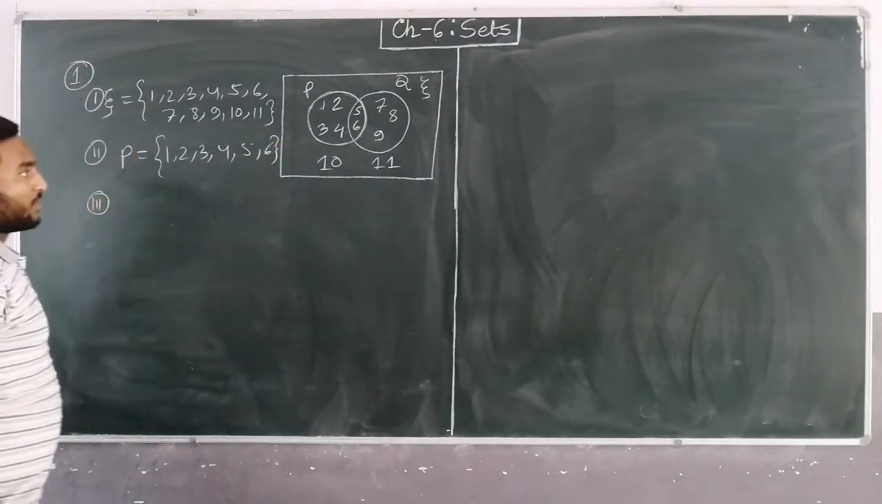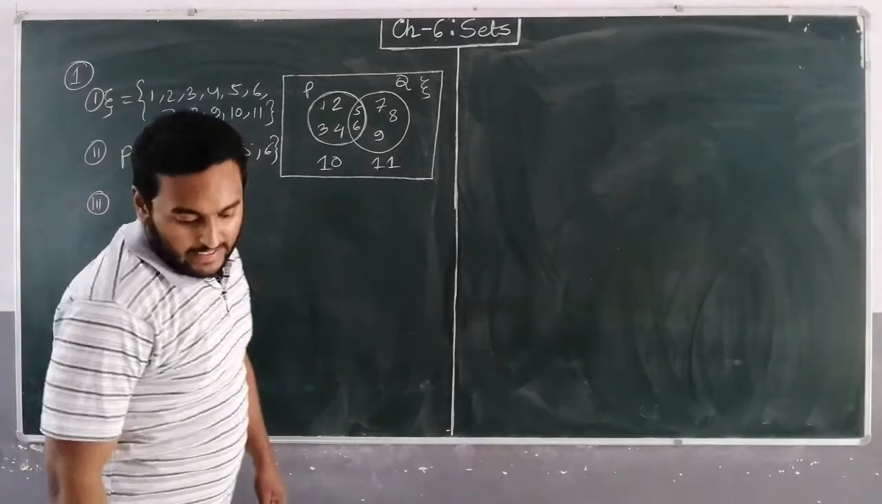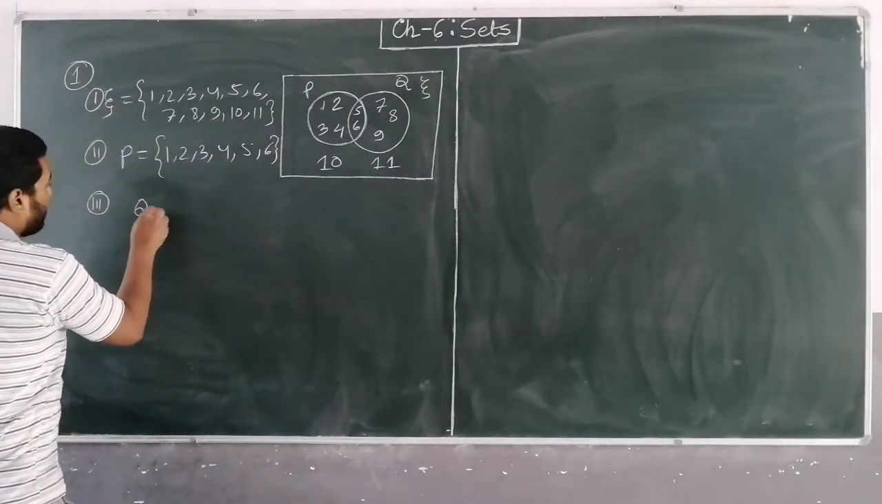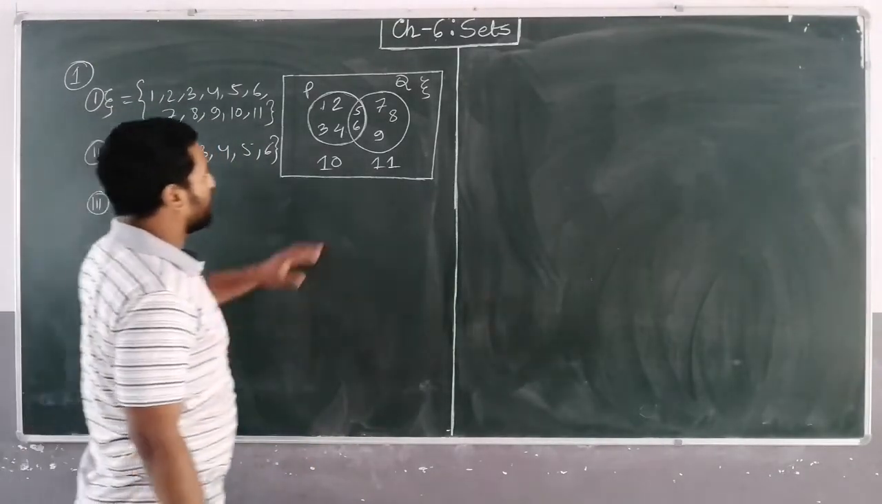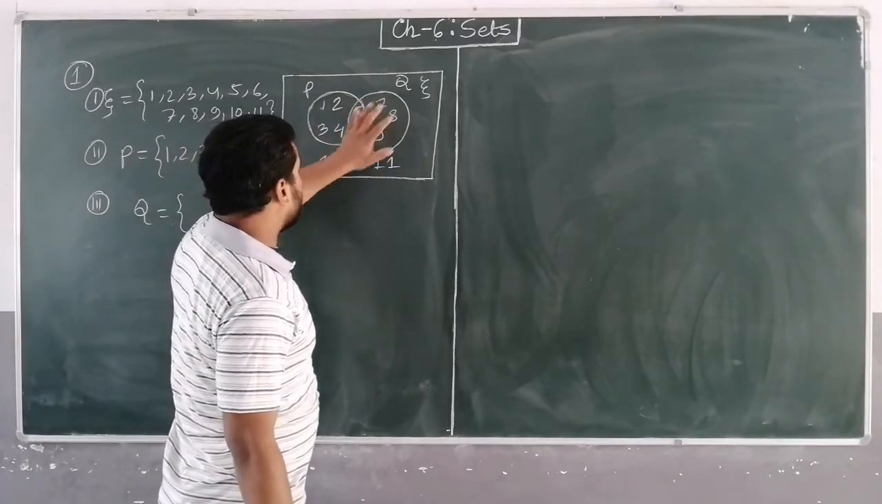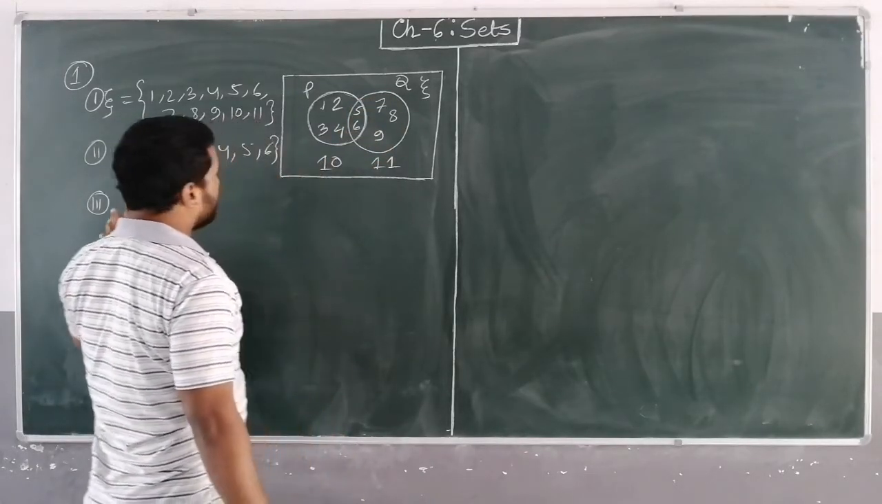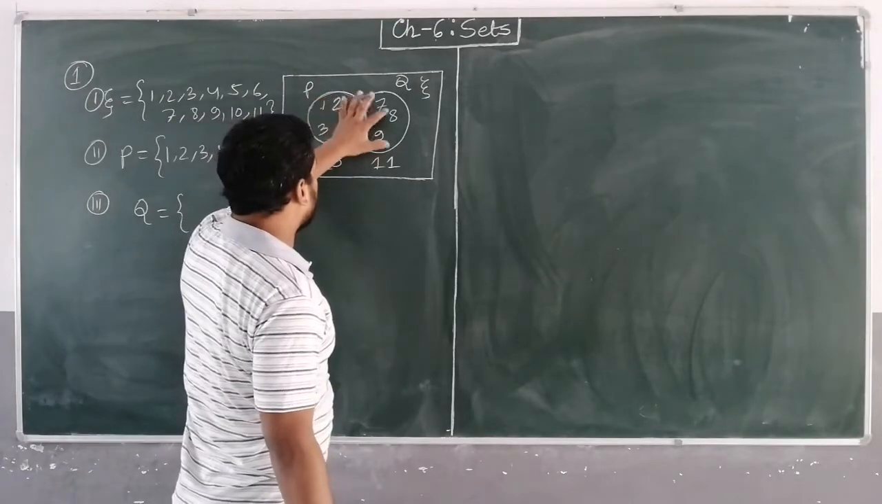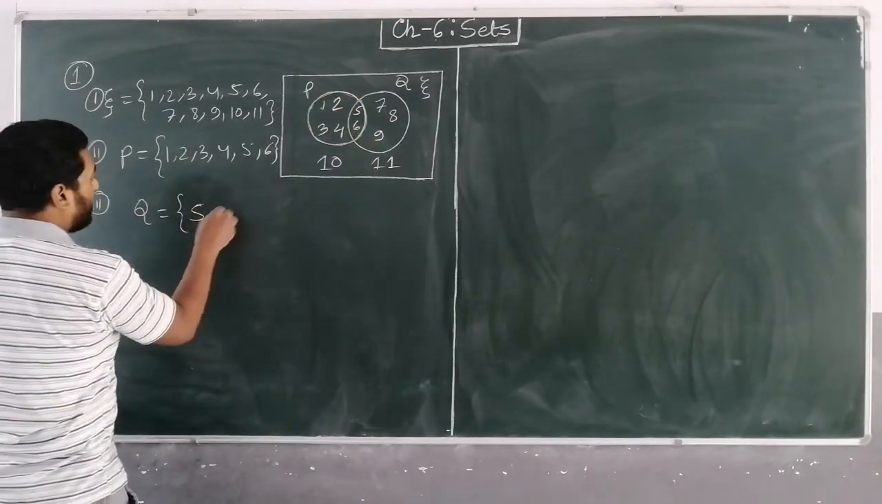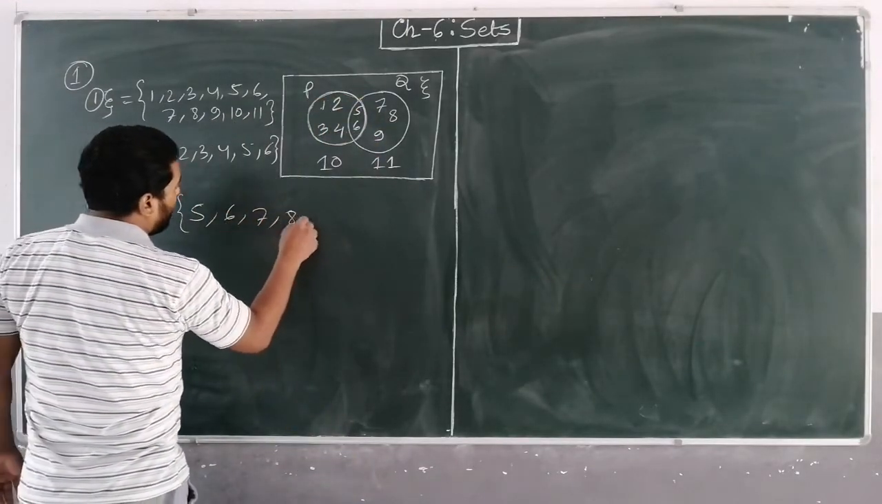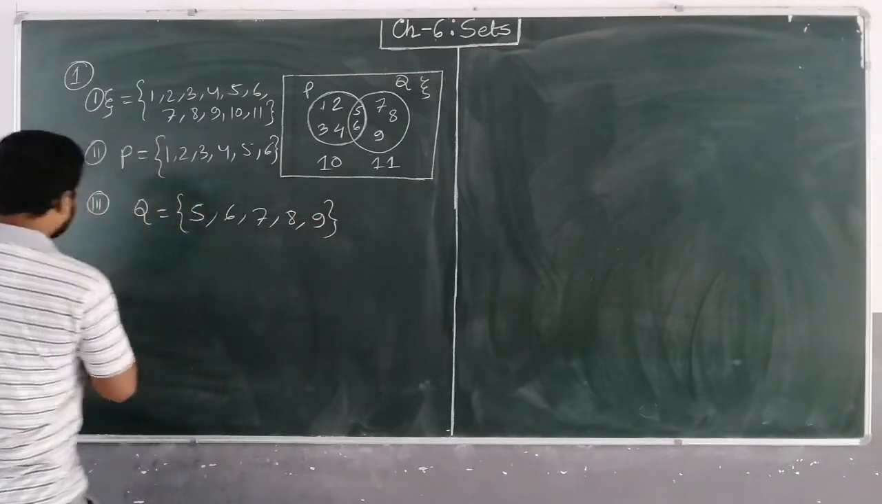Third part. It is given that set Q. Inside the circle Q, the elements will be the elements of set Q. So 5, 6, 7, 8, 9.